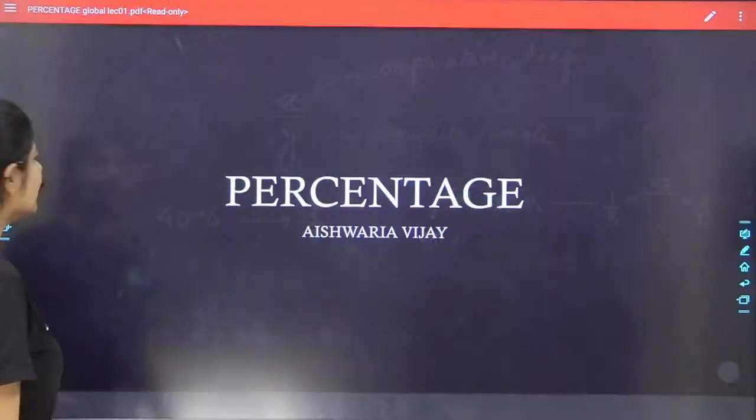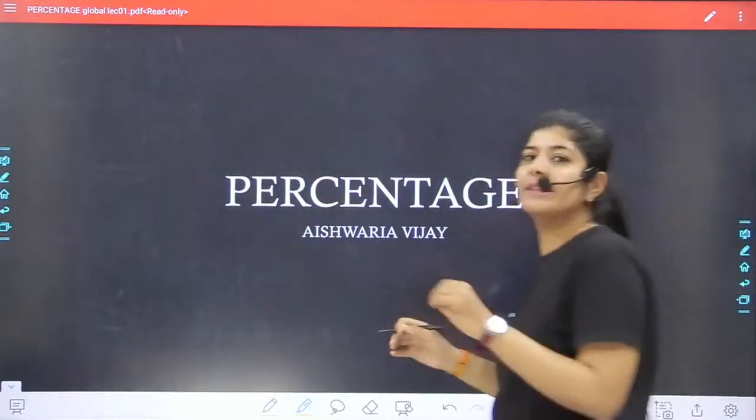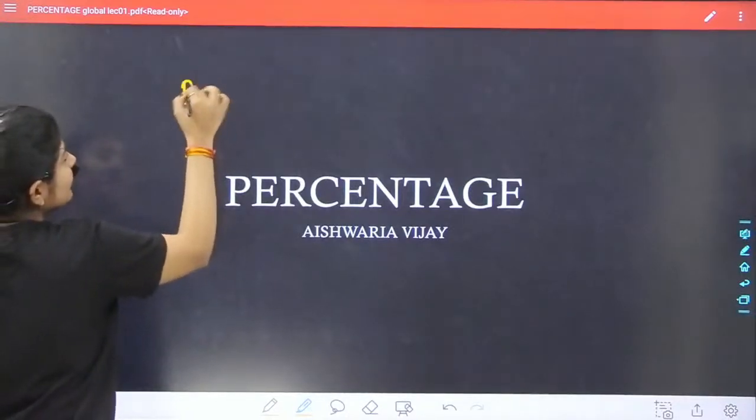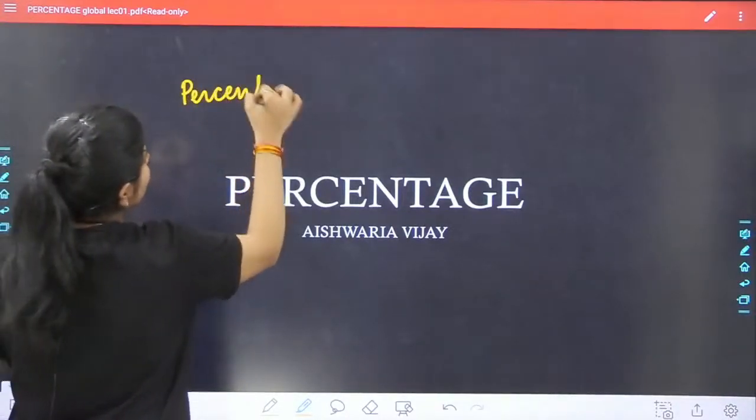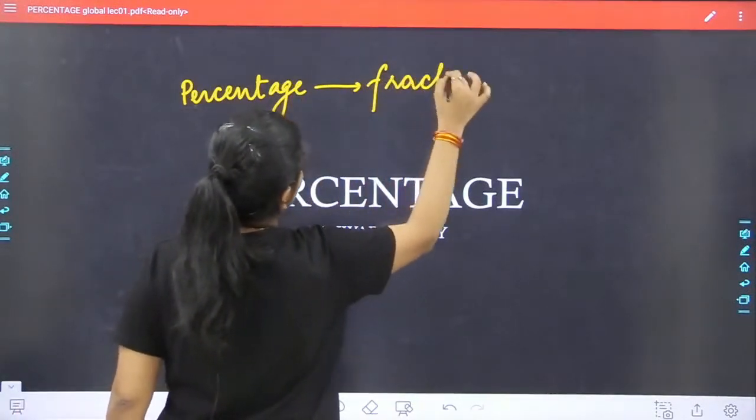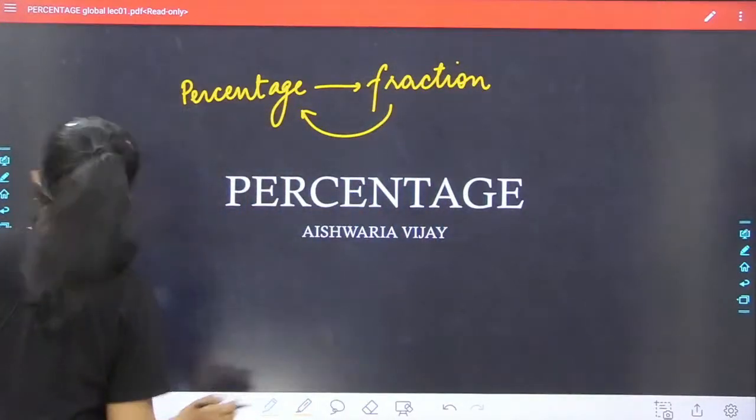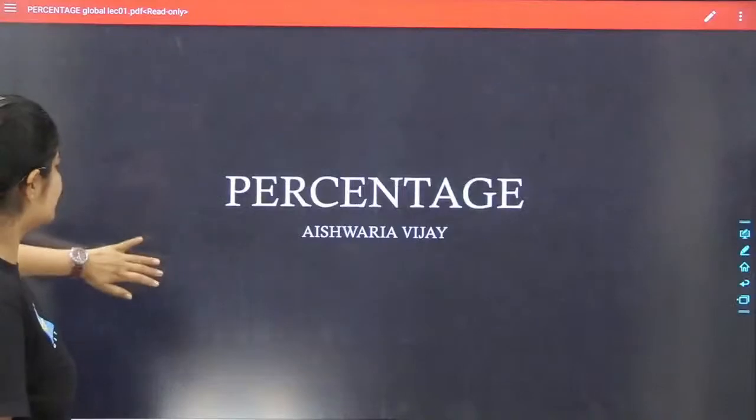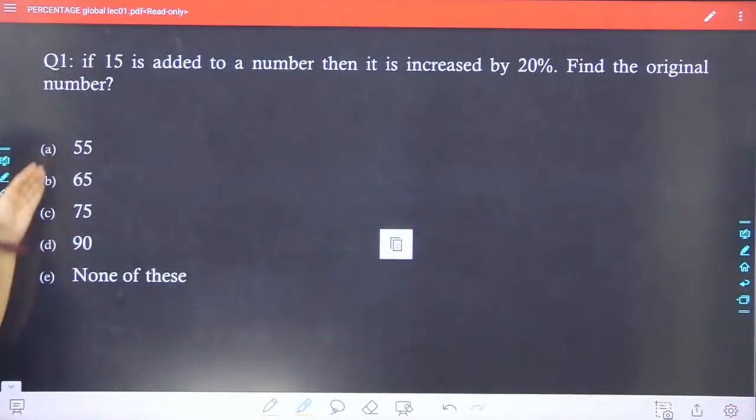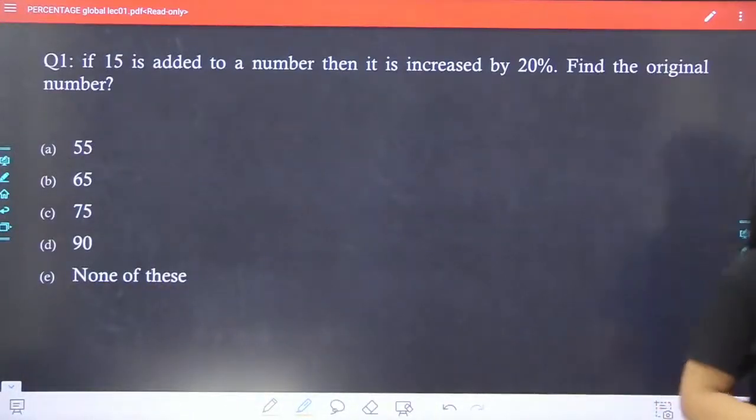Now we are going to solve some questions based on the basic concepts which we have learned while learning the conversion of percentage into fraction and fraction into percentage, right? So here we have the very first question. Here we have options as well. Try to solve this, then we are going to discuss this question.